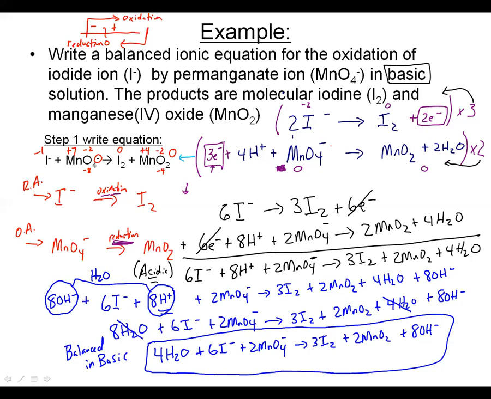Again, there are a lot of different ways you can do this, but the easiest way is to balance everything just like it's acidic. And if it's basic, then you need to add, again, the OH minus to both sides. It's important there, not just one side, but both sides. Any questions on that there?